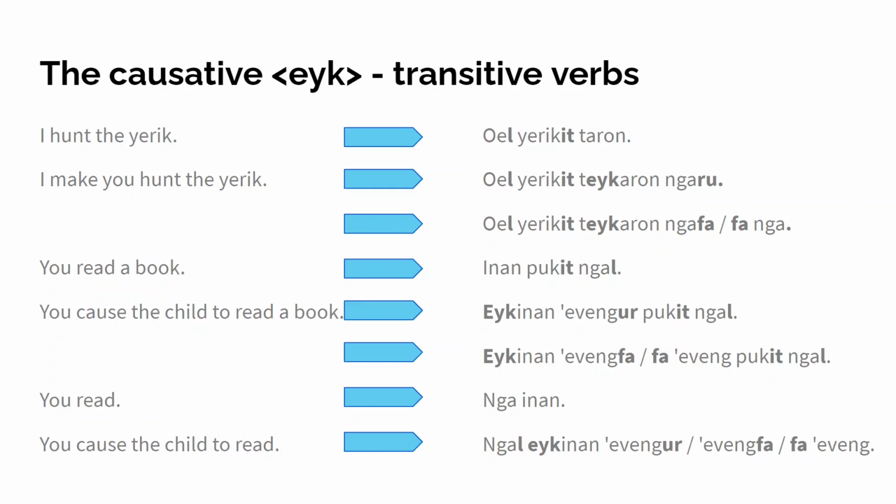And one last example, like I said before, transitive verbs can usually also just be used intransitively. So I can say, nga inan, you read. But if we now say, you cause the child to read, so basically it's based on this intransitive idea that a child reads without a direct object, then we still use the pattern for the transitive verbs, even though it's based on an intransitive sentence. So we say, ngal eikinan evengur, or eveng fa or fa eveng, as opposed to ngal eikinan evengti, like we had before with the intransitive verbs.